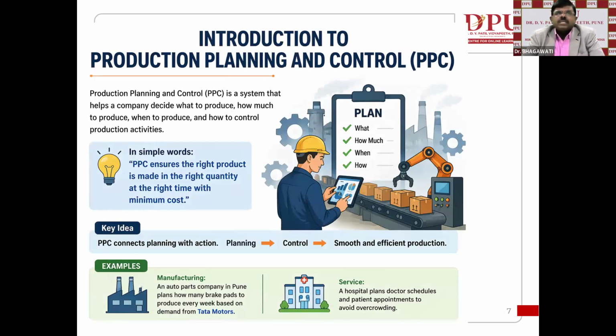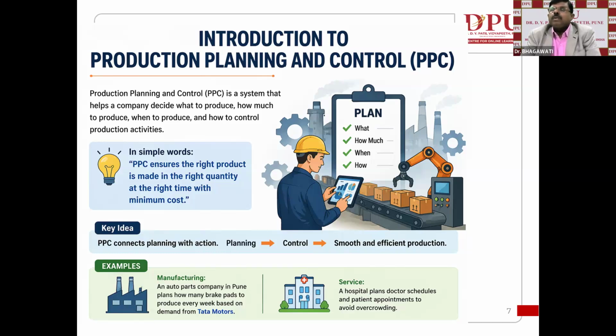Production planning and control is a system that helps a company to decide what to produce, how to produce, where to produce, when to produce, and how to control the activities of production. The right product is made in the right quantity at the right time with minimum cost. This is the fundamental principle of any organization: you have to use the minimum resources to get the maximum output. Optimization of resources. The main thing is optimization of resources.